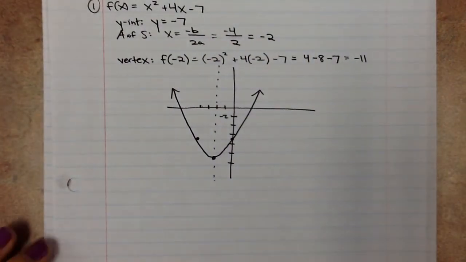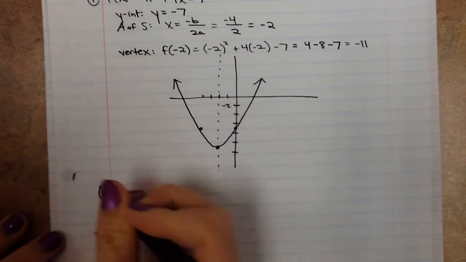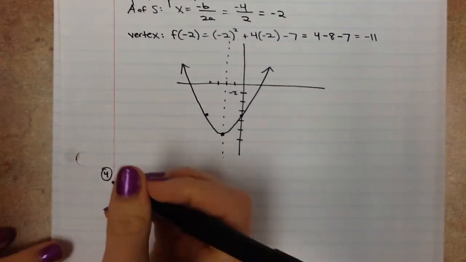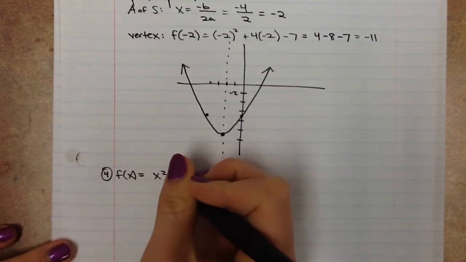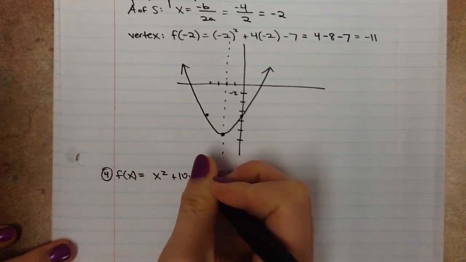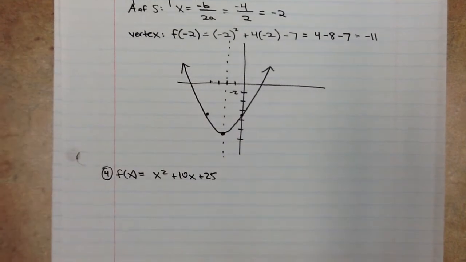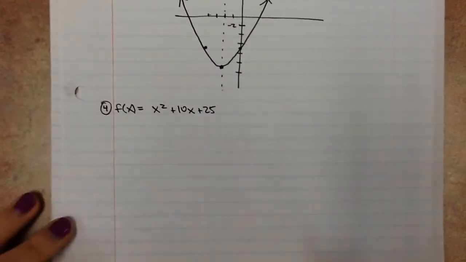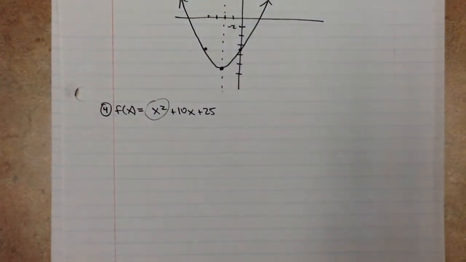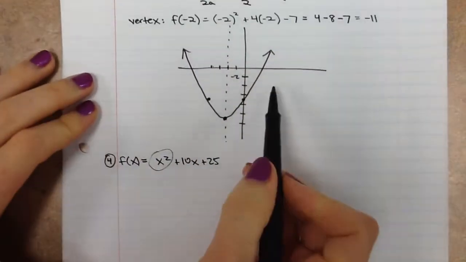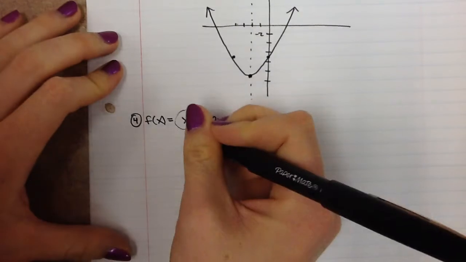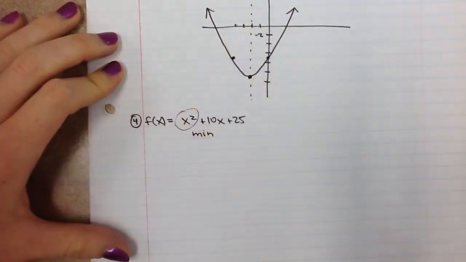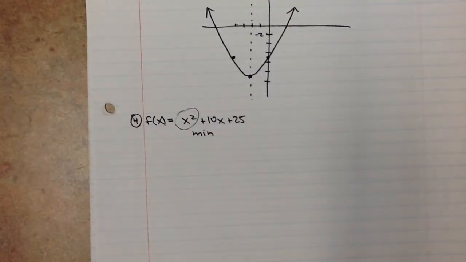Alright, next one I assigned was 4. Number 4, we're doing this max and min stuff. Okay, so to determine whether something has a max or a min, you look at this x squared term. If x squared is positive, that means it opens up just like this one does, and so if it opens upward like this, we've got a min. Okay, so we know we're going to have a min, and then to find the value of that min, you're going to find the vertex.